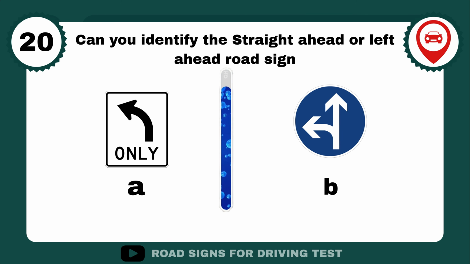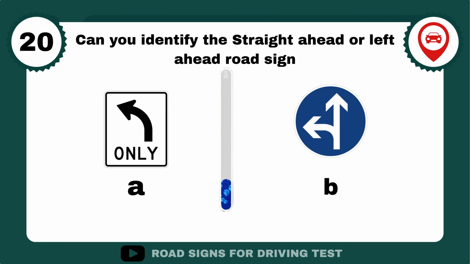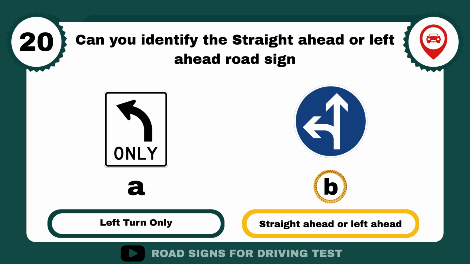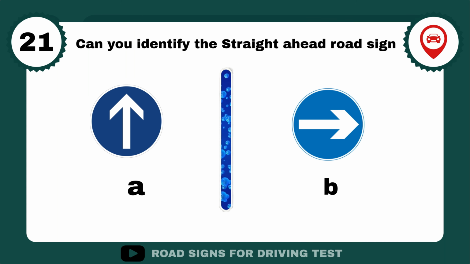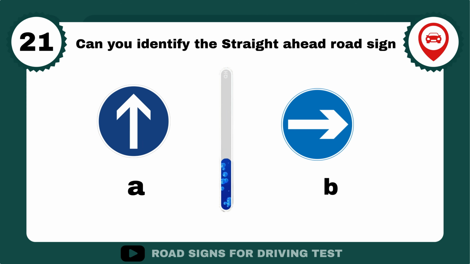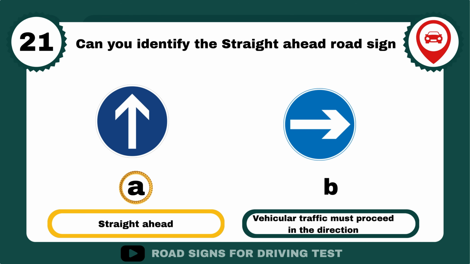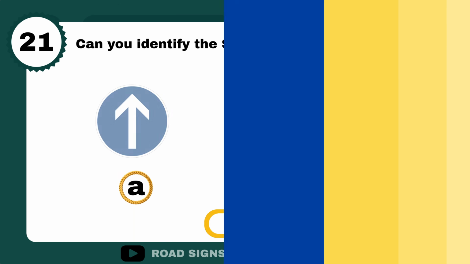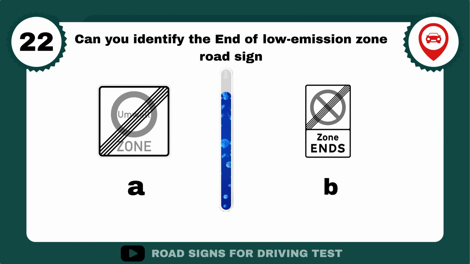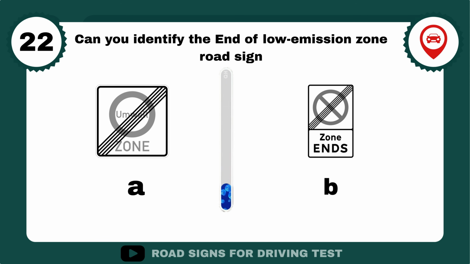Choose the road sign for straight ahead or left ahead. B. Which direction only sign shows straight ahead? A. Spot the end of low emission zone sign. A.